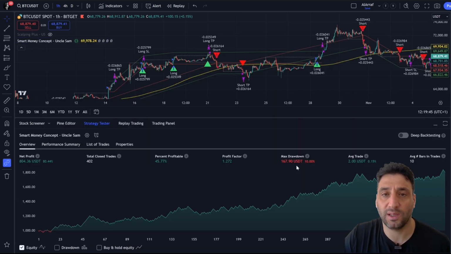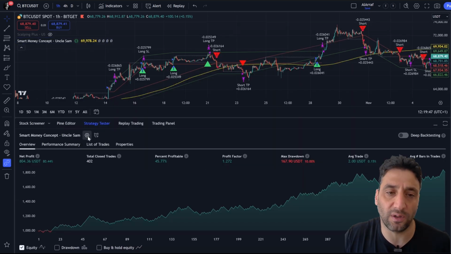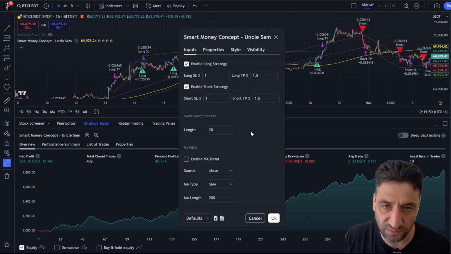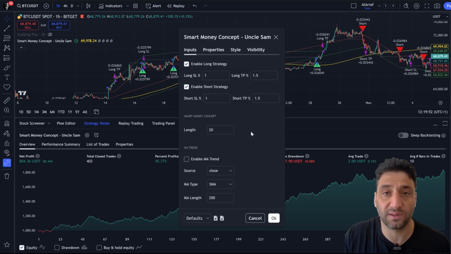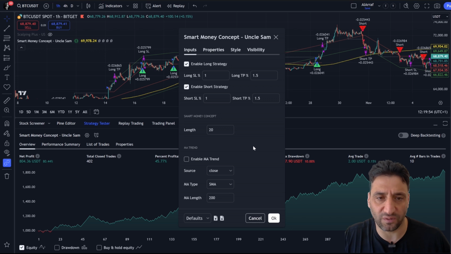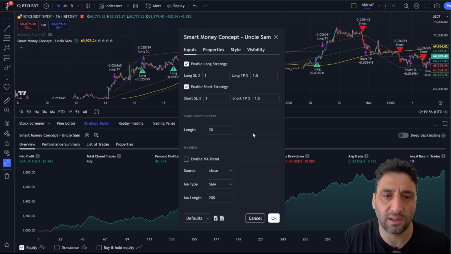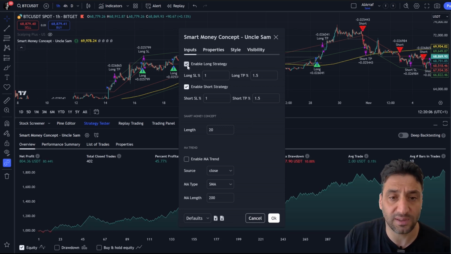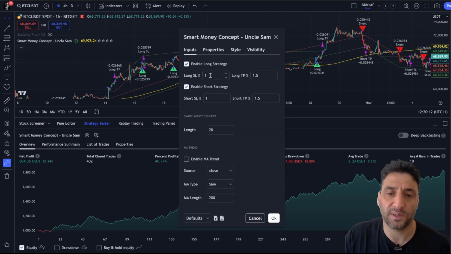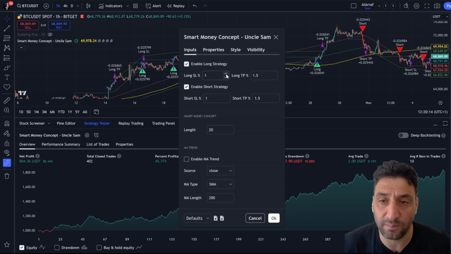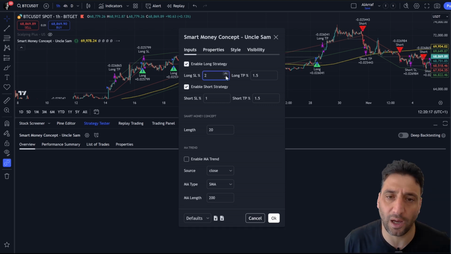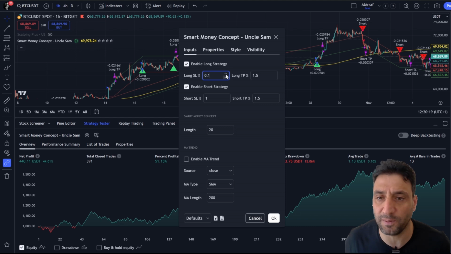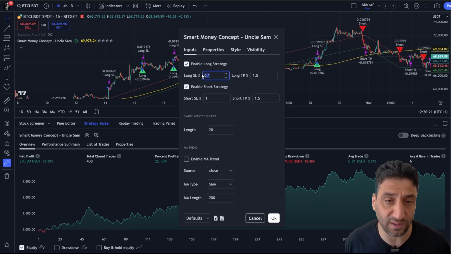Alright, let's get into the settings. The strategy has several input options that you can adjust for flexibility and to tailor it to your trading style. Let's go over each of these settings in detail. Here we go. Enable long strategy. This is a simple toggle that lets you enable or disable long trades. By default, this is set to true. Long stop loss percentage. This is set to 1% by default. You can adjust this depending on how tight or loose you want your stop losses. For example, at 1%, the stop loss is calculated as 1% of the entry price.